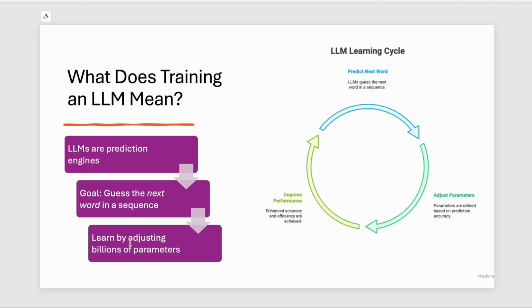What does training an LLM mean? Training an LLM is like teaching a child to complete sentences. Imagine saying "the cat sat on the..." and waiting for the child to reply "mat." The model learns this same way, predicting the next word. But instead of a child learning with a few books, the model practices billions of times until it gets really good at it.